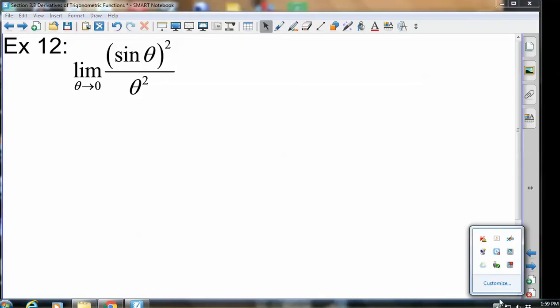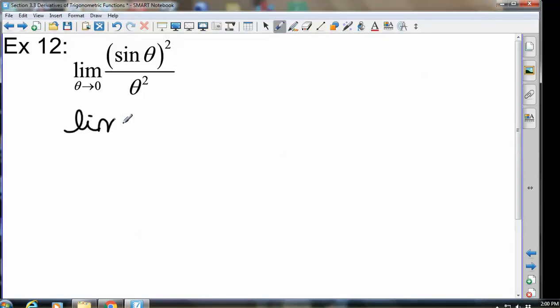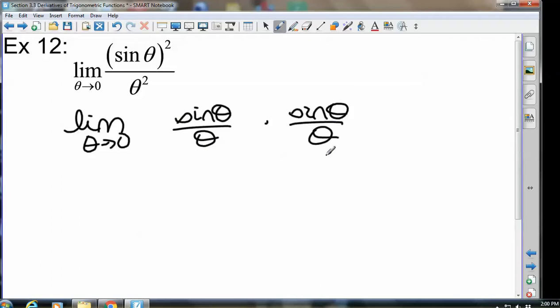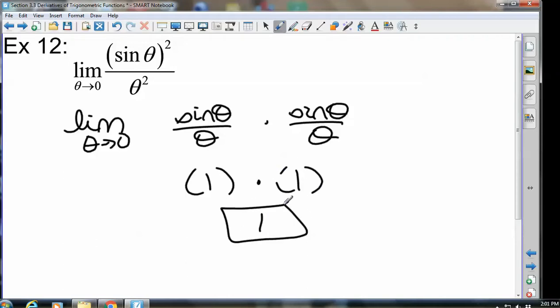Take a second, see if you can figure out what you can do here. Added a square root in this, which is really tempting, but remember you can't change your problem. So you can only add a square root if you had an equation, and you could do it on both sides of the equation. But what you could do, sine squared means you have 2 sines. Theta squared means you have 2 thetas. Sine theta over theta turns into 1 times 1, and you get 1.